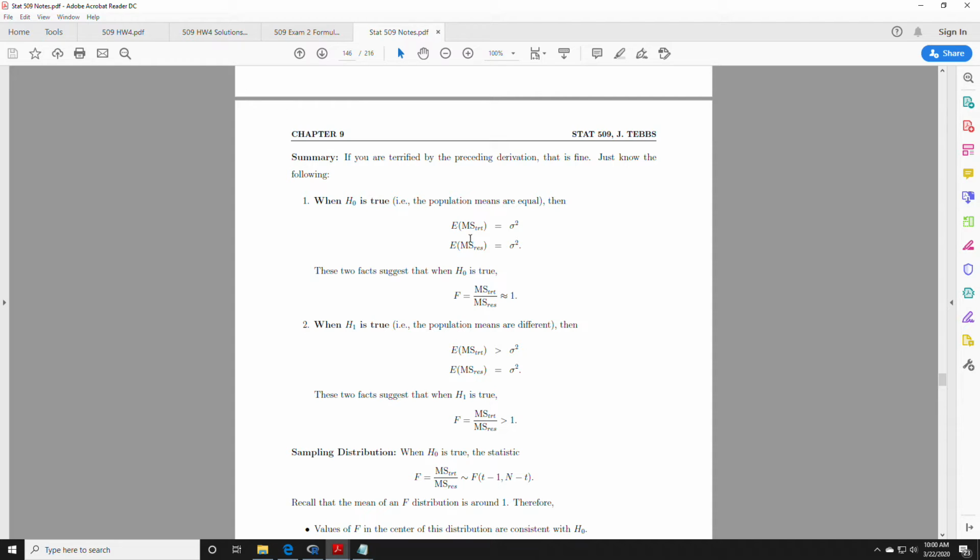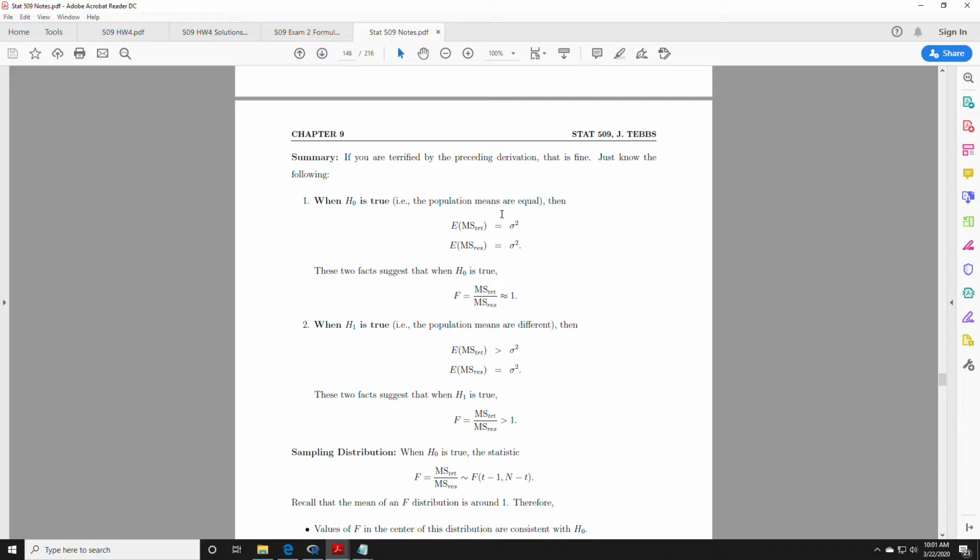These are two different quantities that are estimators for the variance. Again, we said that third assumption is that the variance must be equal for all of the groups. So this says the expected value of the treatment mean square is equal to the variance, sigma squared. This says that the expected value of the residual or error mean square is equal to the variance. Another way of saying that, by definition, means that these quantities are unbiased estimators for the variance.